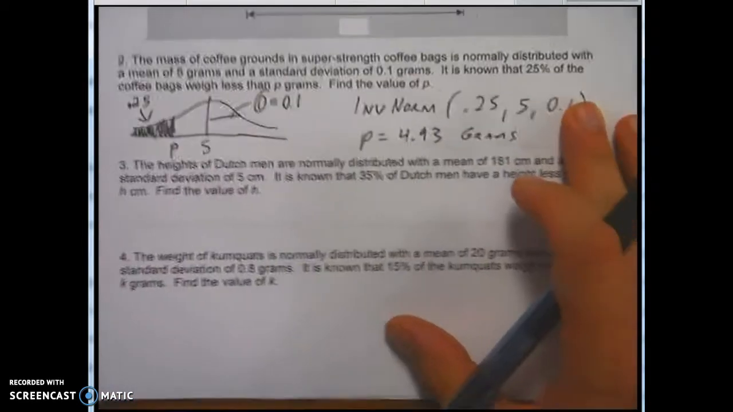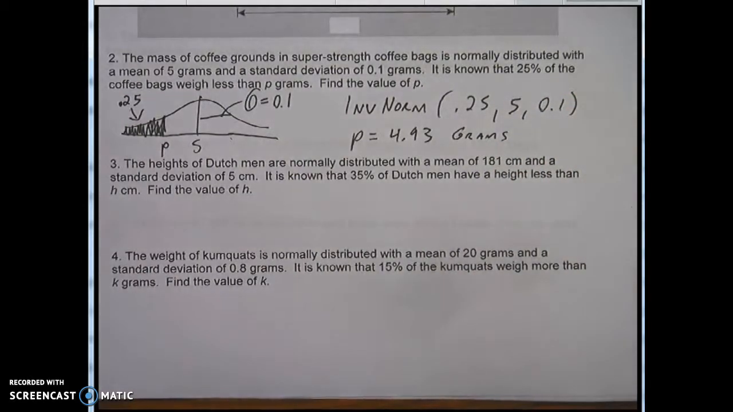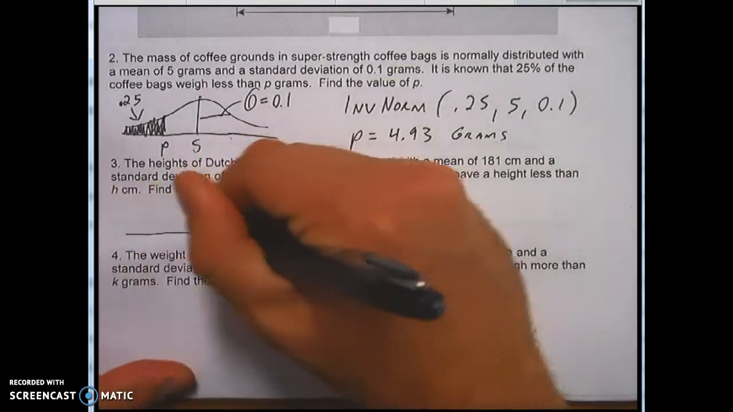Same thing in number 3. The heights of Dutchmen are normally distributed with a mean of 181 centimeters and a standard deviation of 5 centimeters. It's known that 35% of Dutchmen have a height less than h. Find the value of h. I always start with a picture.